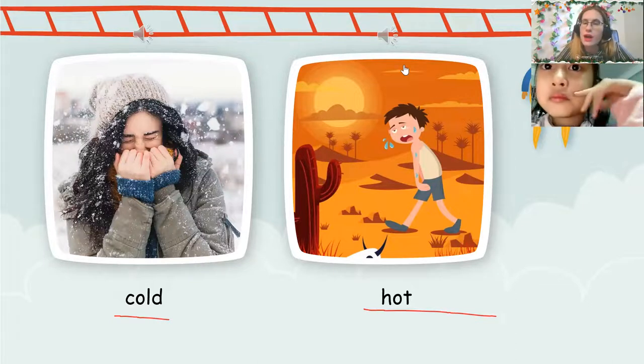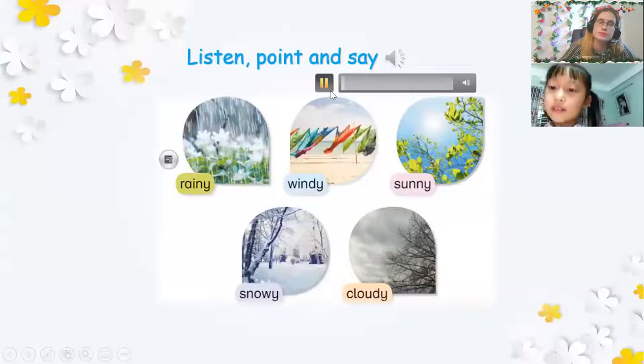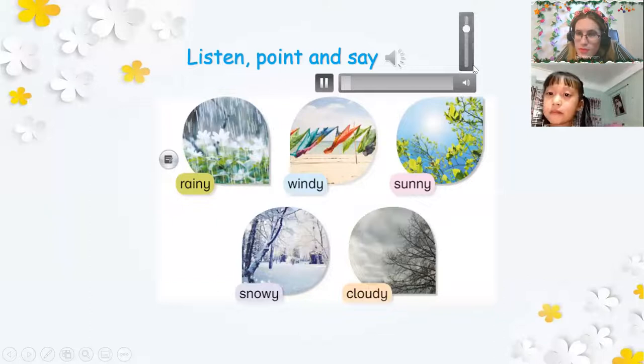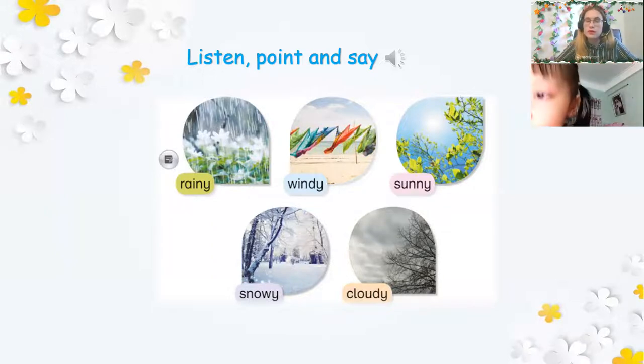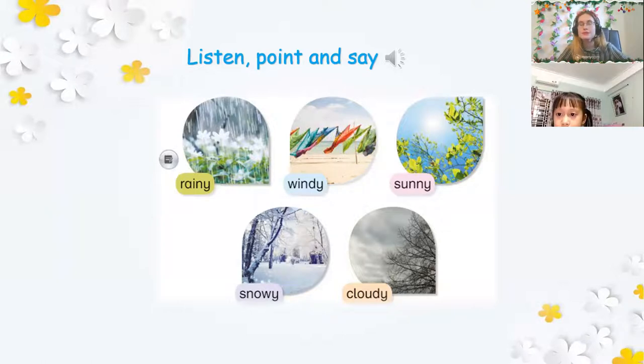Okay, let's read together and go. Unit 9. Rainy Day. Lesson 1, page 84. Listen, point, and say. Rainy. Windy. Sunny. Snowy. Cloudy. Good. Let's read together.